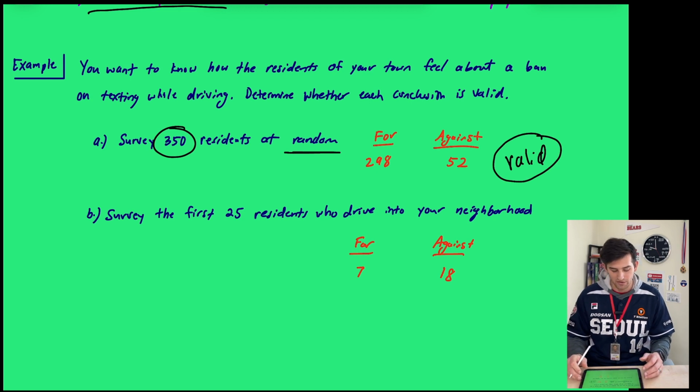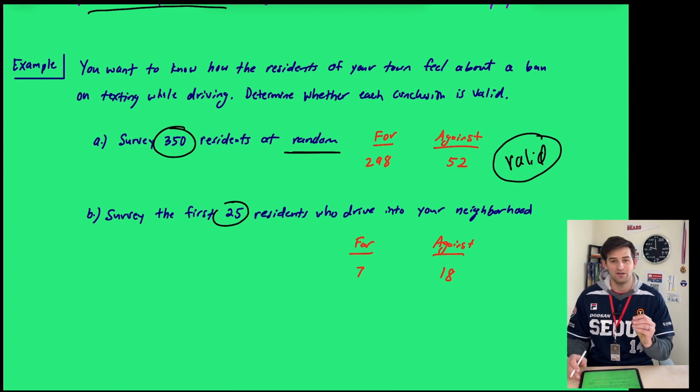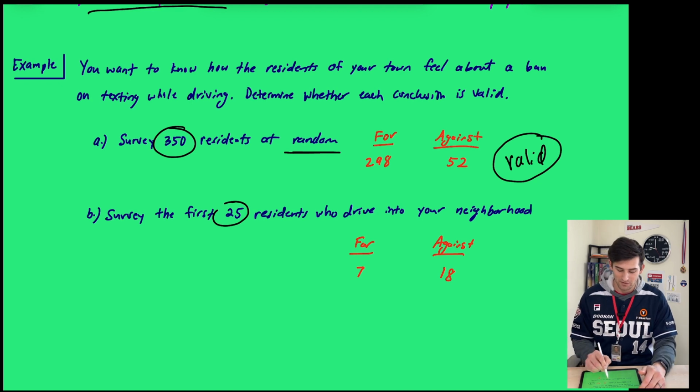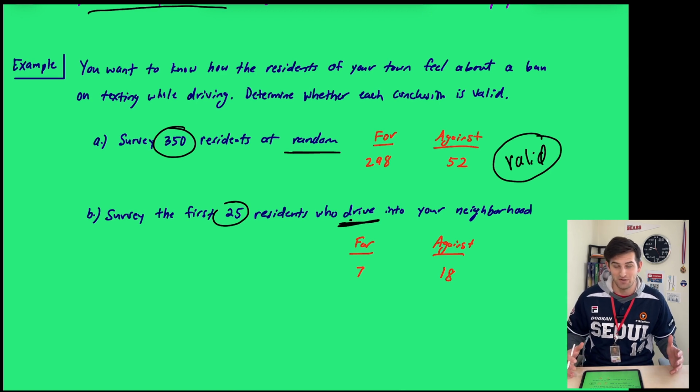All right, for B, we're going to survey the first 25 residents who drive into your neighborhood, okay? So first of all, it's only 25 residents, so it's pretty small. And it's also 25 residents who do what? 25 residents who drive, okay? So those people have maybe a little bit different mindset. They drive. So only 7 of them say they would put a ban on texting while driving, whereas 18 of them said they're against it. They want to be able to text while they drive. Well, we're going to say this one is not valid.